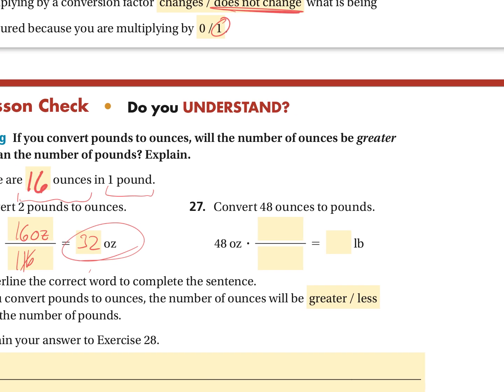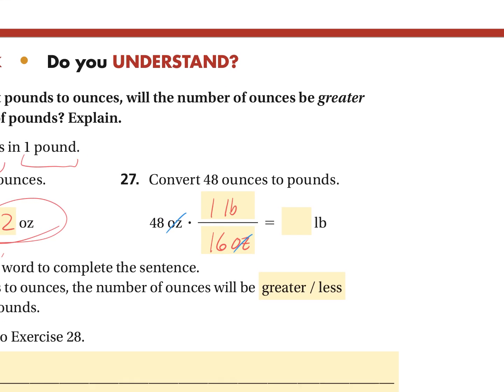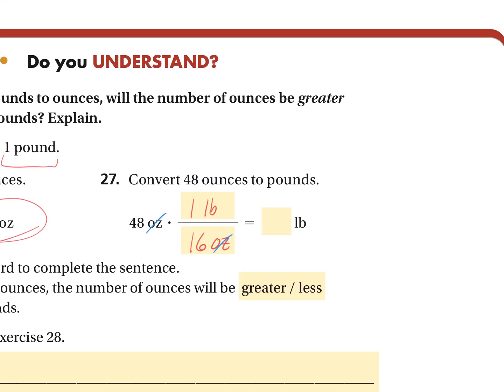And now let's do the reverse. Let's convert 48 ounces to pounds. So if 1 pound is 16 ounces, this time we want a pound on top, and we want ounces on the bottom because we're trying to cancel out the ounces. And then we get 48 times 1, which is 48. 48 divided by 16, you can do it off to the side, but this should get you 3 pounds.